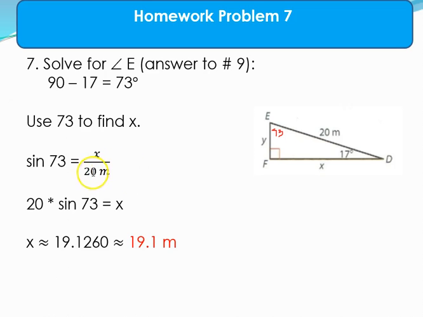And let's undo our fraction by multiplying both sides by 20. And that will give you 20 times sine 73 equals x. And go ahead and perform this on your calculator. In my calculator, I push 73, then sine, and then I multiply by 20. The approximate answer is 19.1260, which would be 19.1 meters.